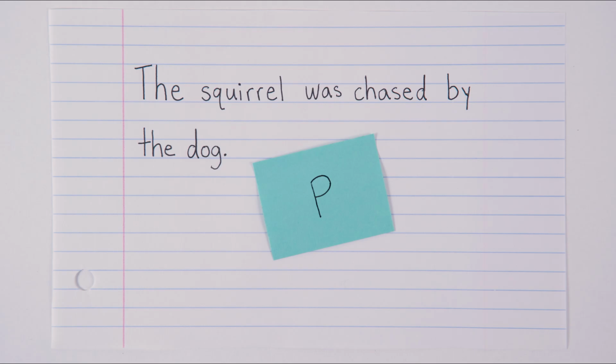Our subject here is the squirrel, right? And the squirrel is not doing any chasing. The squirrel is not performing the central action of this sentence. The dog is. The squirrel was chased by the dog. The dog is the one performing the action. The squirrel is just receiving the action. So, once again, this would be an example of the passive voice.